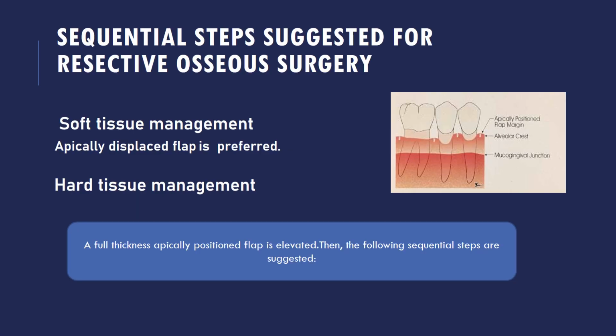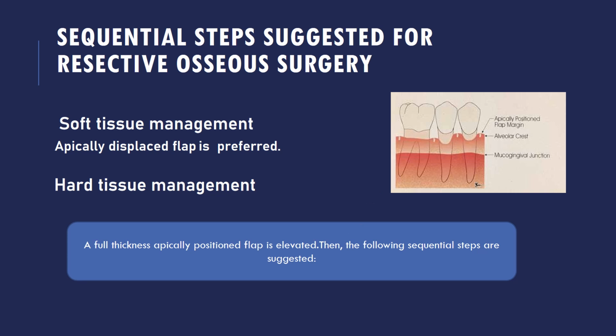Coming to the sequential steps suggested for resective osseous surgery, to approach the bone level we have to remove the soft tissue. Different flaps are available, and out of these the most preferred one is the apically displaced flap. With the flap displaced apically, you can go for either osteoplasty or ostectomy, and then you can increase the attached gingiva as well as gain access for oral hygiene maintenance.